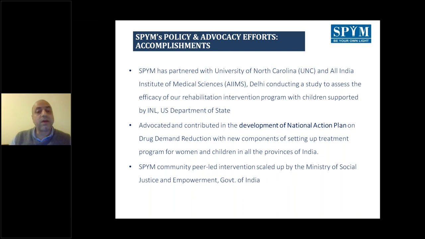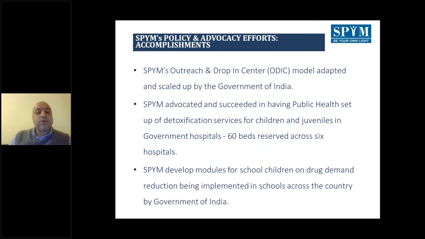We have advocated and contributed in a big way at the national level with the National Action Plan. It has a component which is to set up a program particularly for women and children across the country. It also has a component which talks about drop-in and outreach, and the drop-in center model adapted and scaled up by the Government of India at the national level. We have been able to successfully have public health setup of detoxification services for children and juveniles in some government hospitals. Around 60 beds have been reserved for the children.